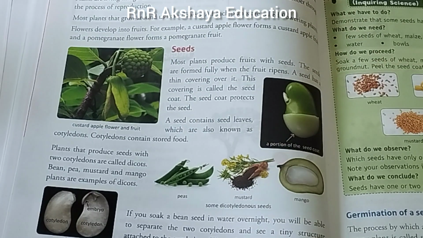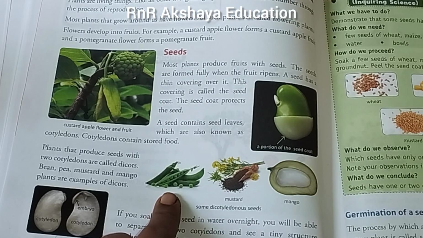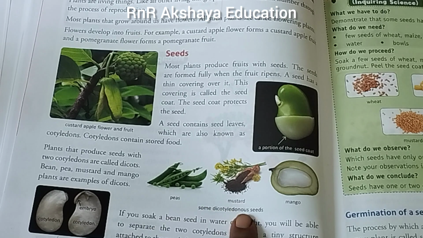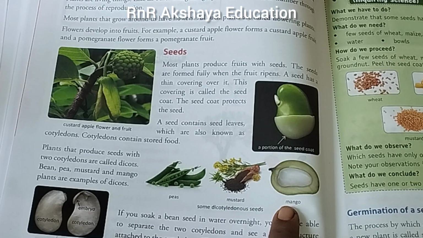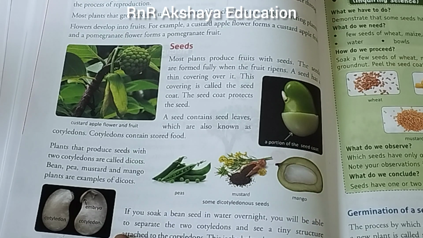Now we'll see the examples I explained for the dicots. See, peas also have two cotyledons. Even mustard also. See a mango, even mango also. Now we'll go for the next paragraph.